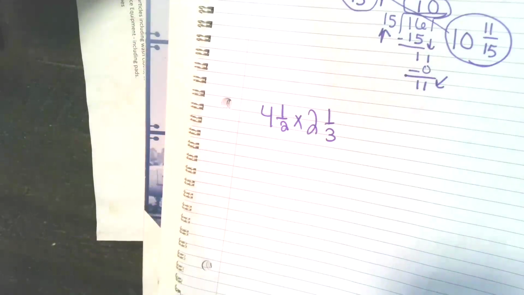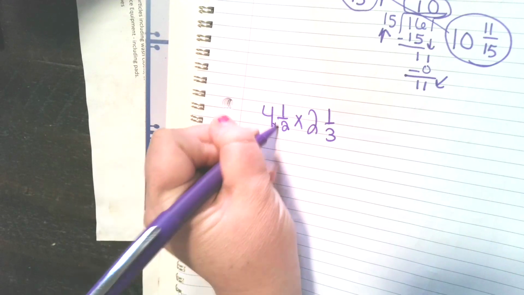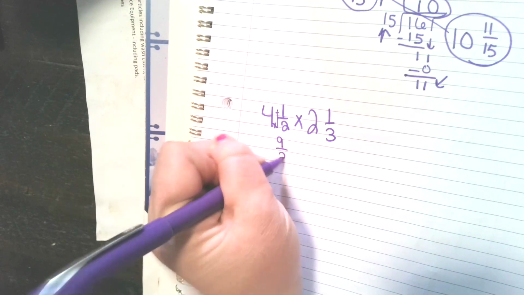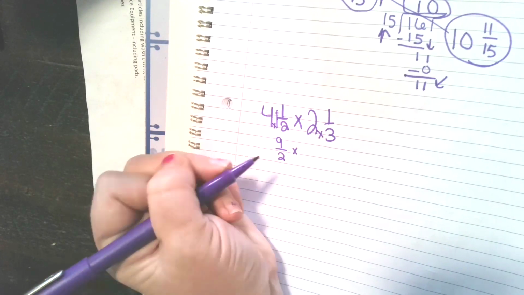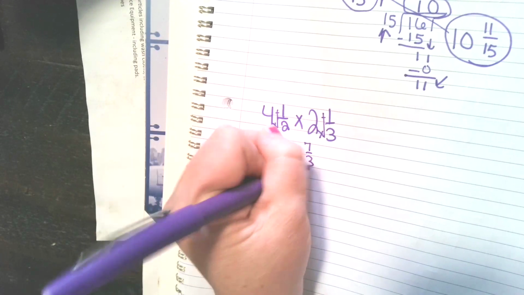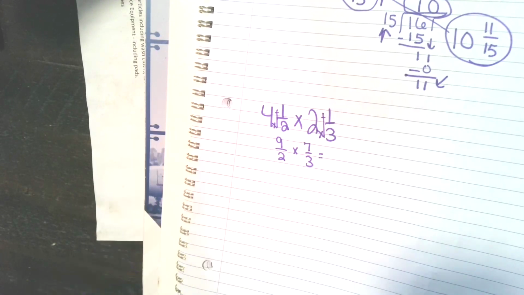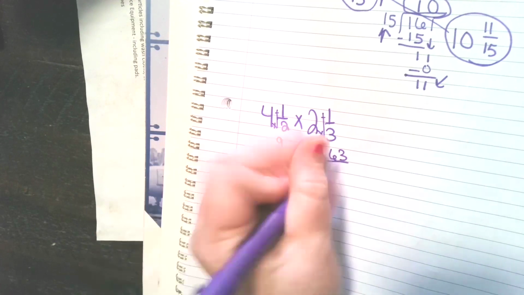Okay. So we're going to convert 4.5 to an improper fraction. 4 times 2 is 8. 8 plus 1 is 9 over 2, so 9 halves. Times 2 times 3 is 6. 6 plus 1 is 7/3. So I'm going to multiply 9 times 7, which is 63. And 2 times 3 is 6.